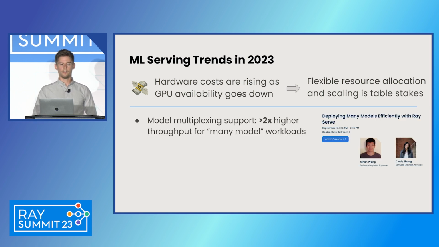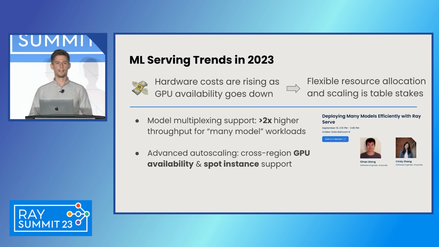We've been doing a lot of performance-focused work this year. One example is that we recently launched support for model multiplexing, which is for the many-model workload where you have hundreds or thousands of models, maybe one for each product line or one for each user, which many of our customers have come to us with. The model multiplexing support we've added to Ray Serve can more than double throughput on the same hardware for typical many-model workloads. If you want to hear more in depth about that, I encourage you to check out our teammates Cindy and Sihan's talk tomorrow afternoon.